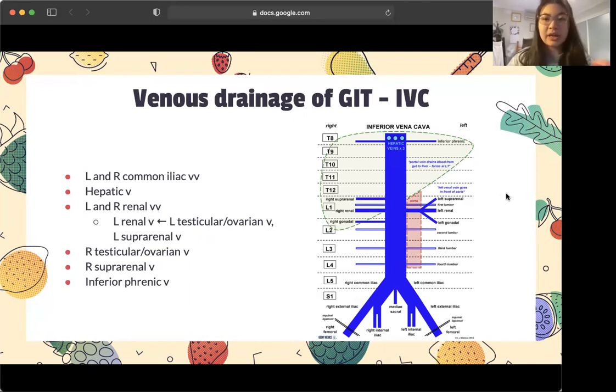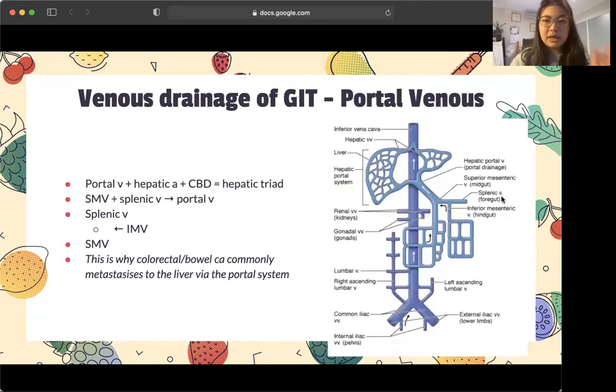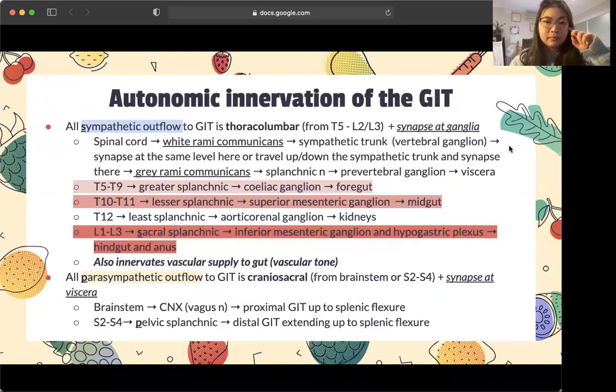Venous drainage, the systemic one, the IVC one, kind of just tracks all of the arterial supply that we just talked about, so I won't touch too much on this. Portal venous drainage, we do just want to comment on, because this is commonly why colorectal or bowel cancers metastasize to the portal system, because a lot of the venous blood from the gut just goes to the liver. Notably, we want to remember that the IMV goes to the splenic vein first. So the portal vein is only directly made up of the SMV and the splenic vein, because the IMV has already gone into the splenic vein.